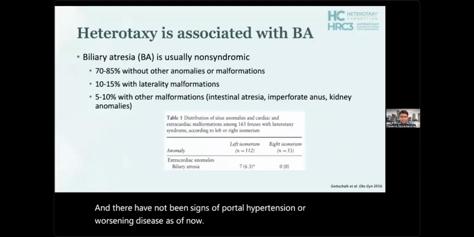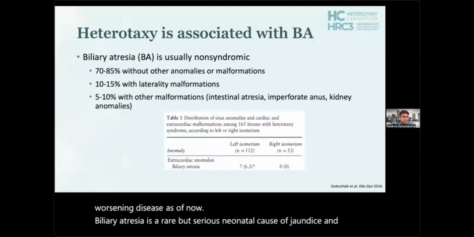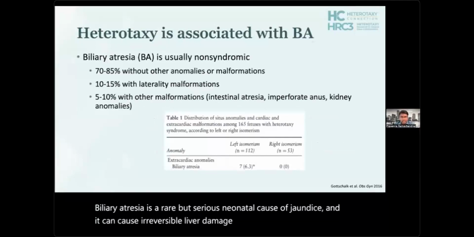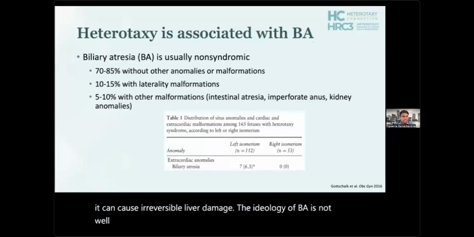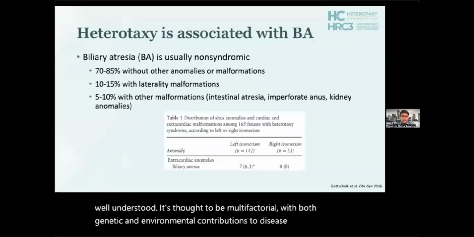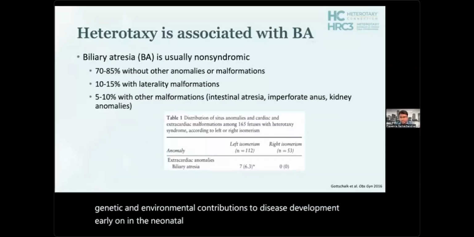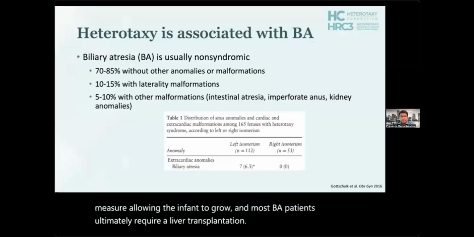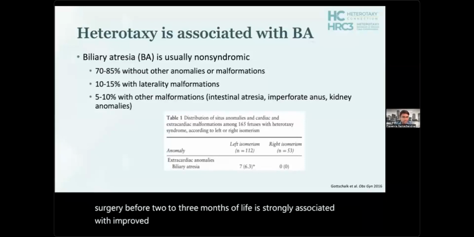Biliary atresia is a rare but serious neonatal cause of jaundice, and it can cause irreversible liver damage. The etiology of BA is not well understood. It's thought to be multifactorial, with both genetic and environmental contributions to disease development early on in the neonatal or perinatal period. The Kasai surgery is a stopgap measure, allowing the infant to grow, and most BA patients ultimately require a liver transplantation. The timing of the Kasai procedure is important though, and surgery before 2 to 3 months of life is strongly associated with improved outcomes and reduced mortality.